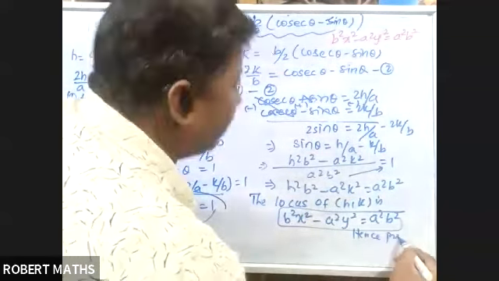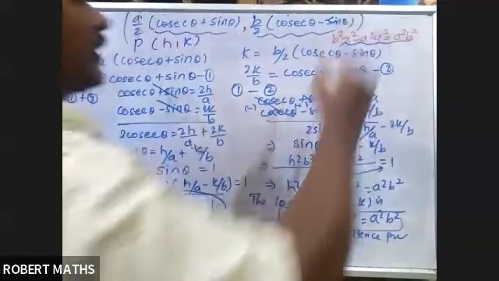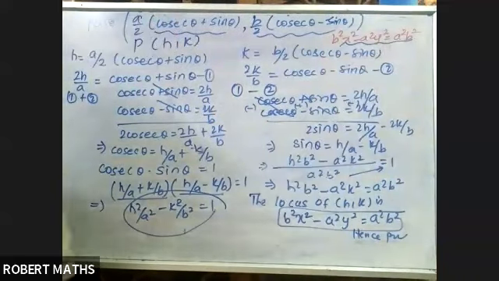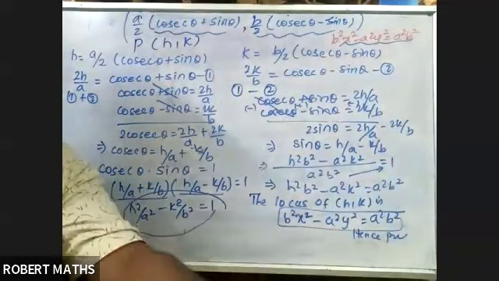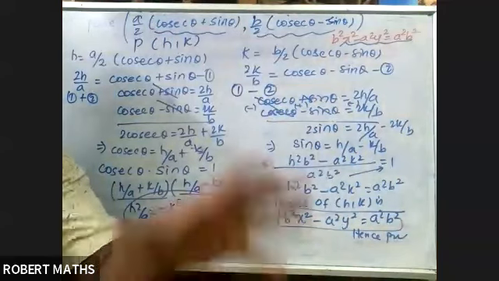Hence proved. Look, above, what do we have to prove? b square x square minus a square y square equals a square b square. This is the thing we have to prove. Once again, I'll repeat this. Those who are not clear, please listen to me.